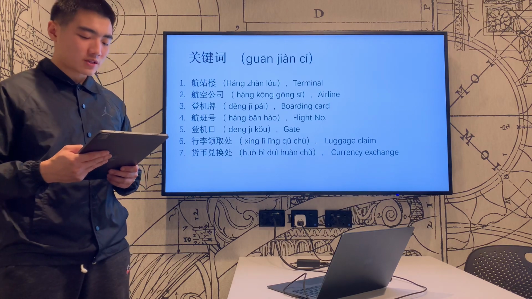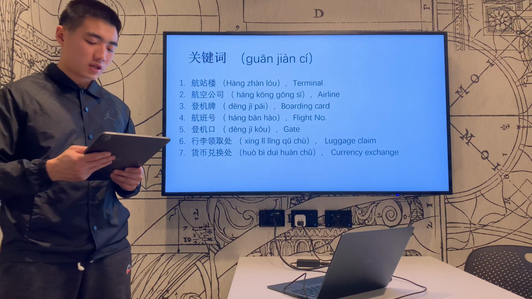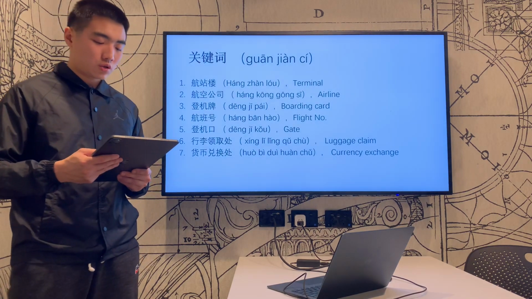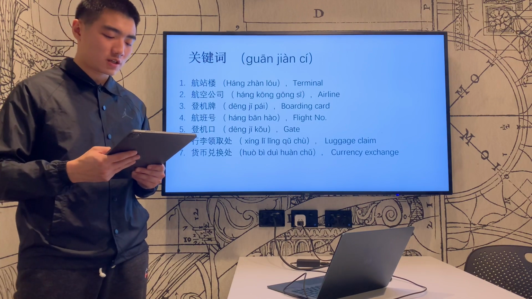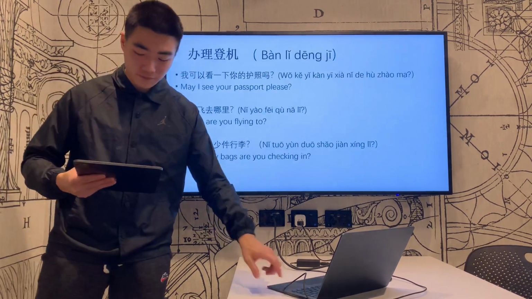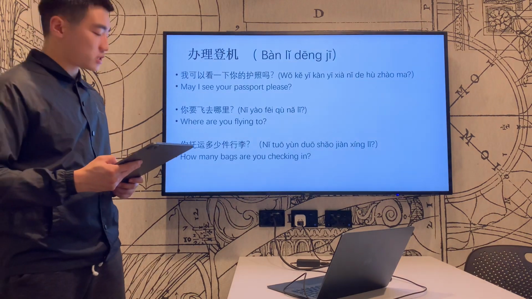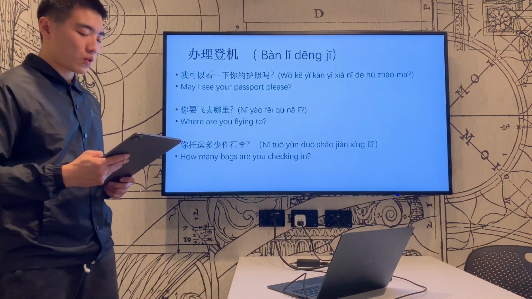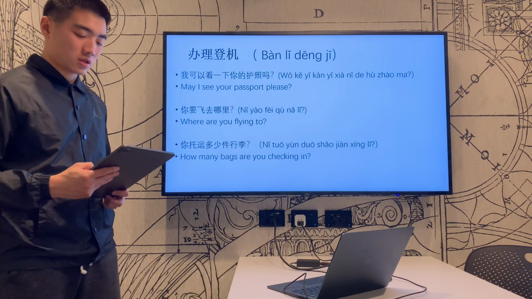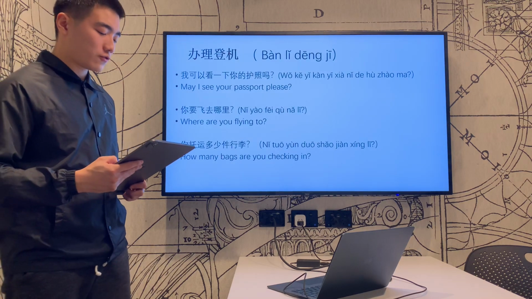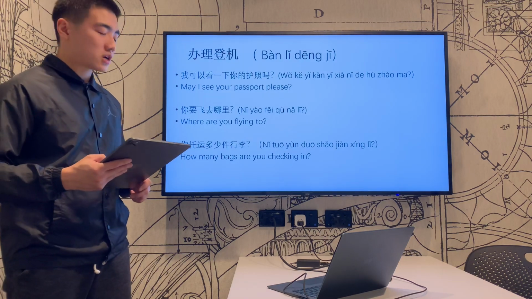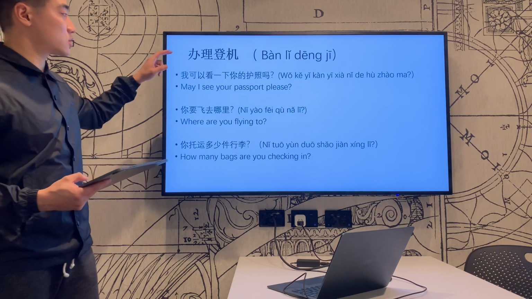Now you have arrived at the airport. You are going to take the plane to travel. You need to have a simple conversation with the staff. So the first process is called check-in. We have already discussed about it. When you are ready to apply for your boarding pass, the staff may ask you these questions.